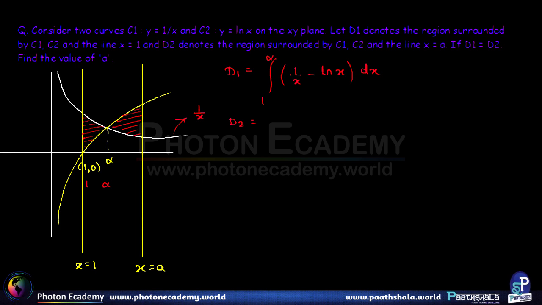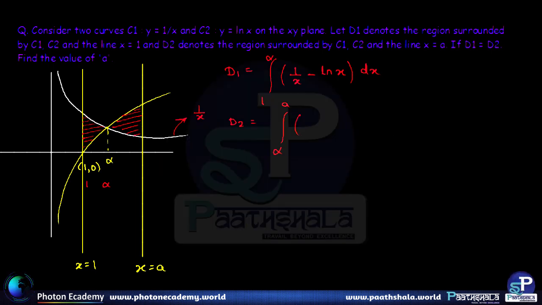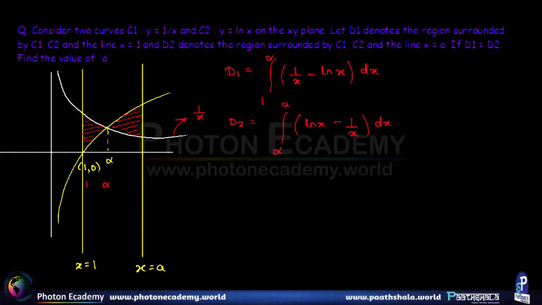D2 equals, limits from alpha to A. Now in this case the upper graph is ln x and the lower graph is 1 upon x, so ln x minus 1 upon x dx. And another thing, alpha will satisfy both the equations. So for alpha, 1 upon alpha is equal to ln alpha. So we might need this somewhere, so let's just make a note of that.